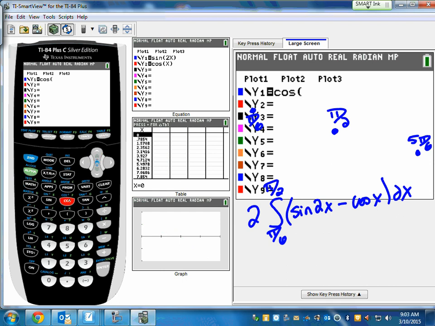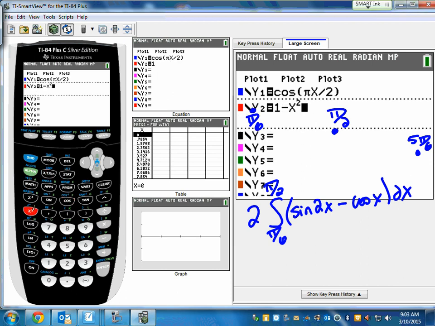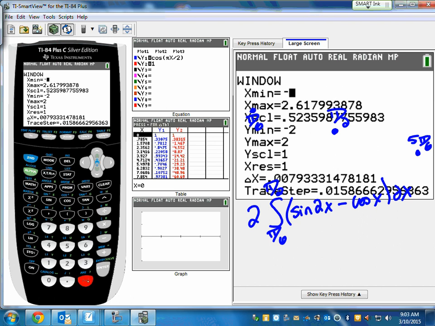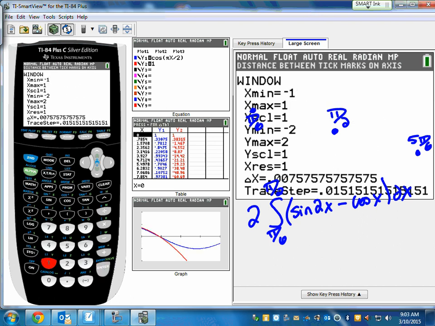I just got to... again. Pi x over 2, right? And then 1 minus x squared. And then, if you make your window really small, it's still kind of hard to see, right? Negative 1 to 1, and then you make it go like 1, and you make this negative 1 to 1.